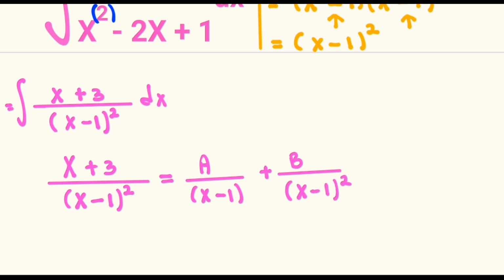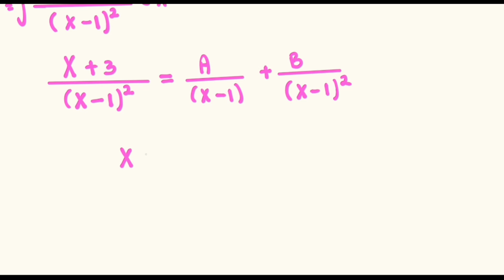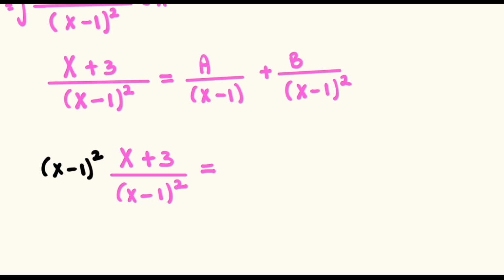Integrating the left hand side will just be the same as integrating the right hand side. But first, we have to determine the numerical values of the constants a and b. So we have x plus 3 divided by x minus 1 squared. From here, we multiply each and every term by x minus 1 squared. And what we do on the left, we also do on the right. So each and every term on the right hand side will be multiplied by x minus 1 squared.